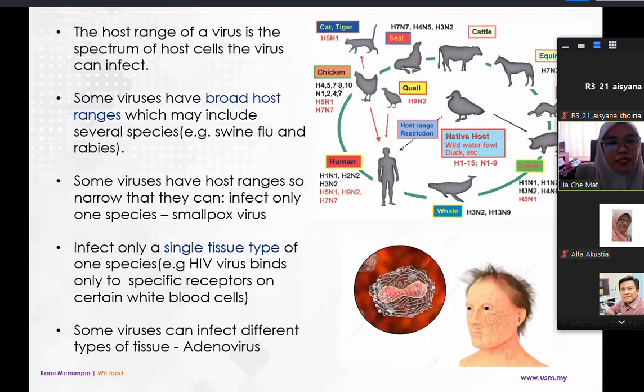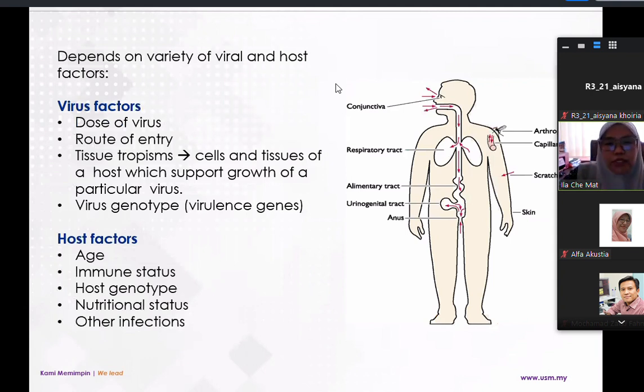So, like I said, certain types of virus are very specific. They even want specific T cells, which is the CD4. And some viruses can infect different types of tissue. For example, adenovirus. Even though it is classified under respiratory, it can also infect the eyes and cause conjunctivitis, and it can also infect the gastrointestinal tract, which can cause diarrhea. All right. So now you know about the host.